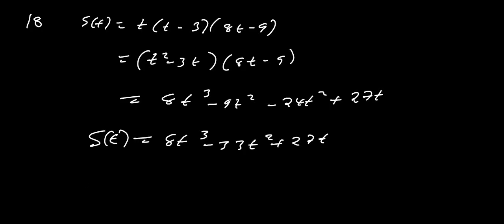When you differentiate the displacement equation, you get the velocity equation. So this is going to give us 24t squared minus 66t, then plus 27.